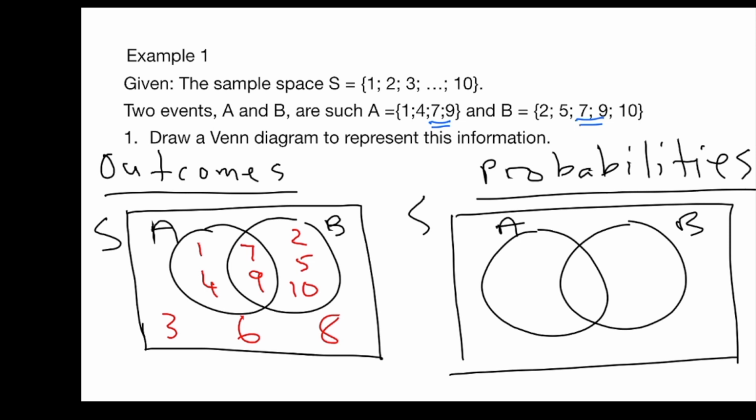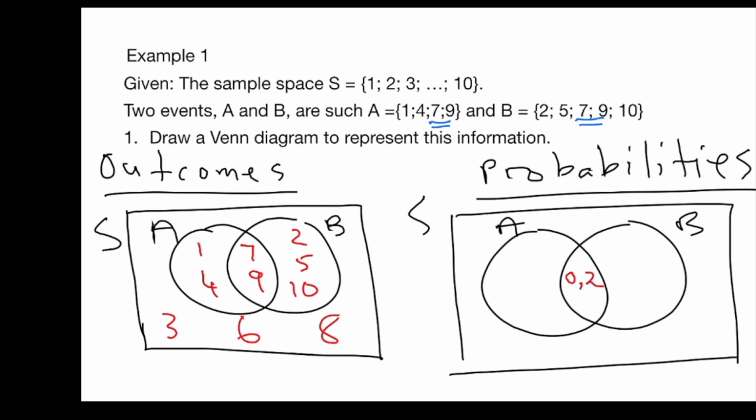But we have a total of 10 numbers altogether. So the probability that you will pick a number that is common between A and B should be 2 out of 10. And 2 out of 10, we can write that as 0.2. So that region there has a probability of 0.2.